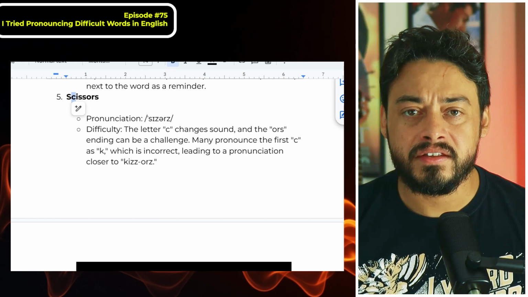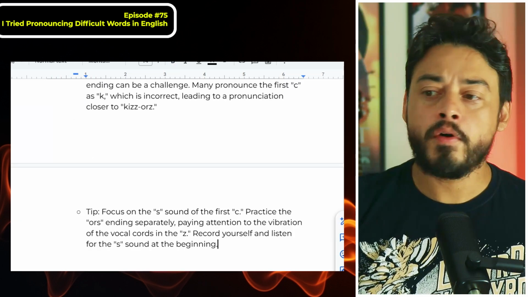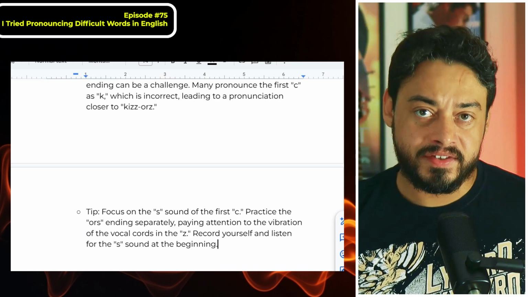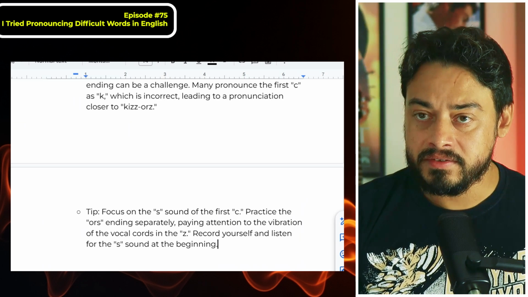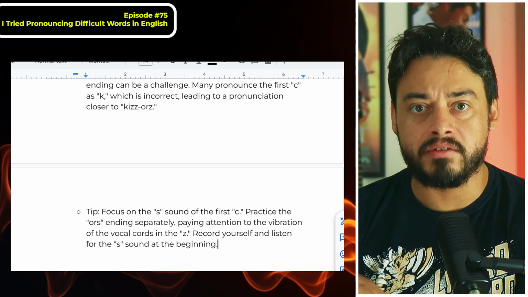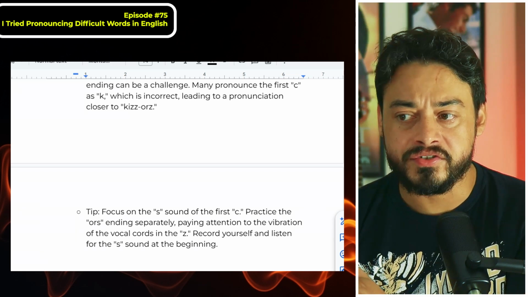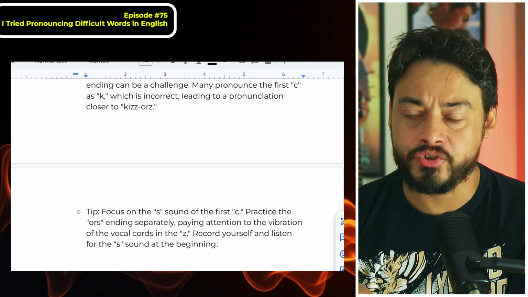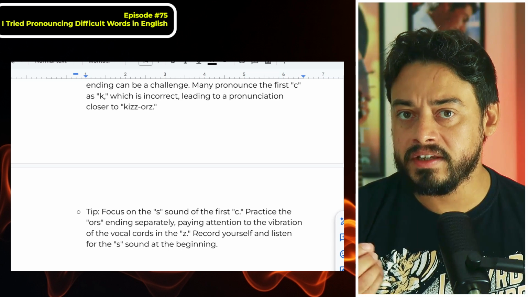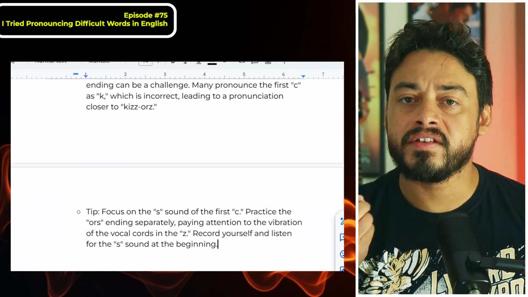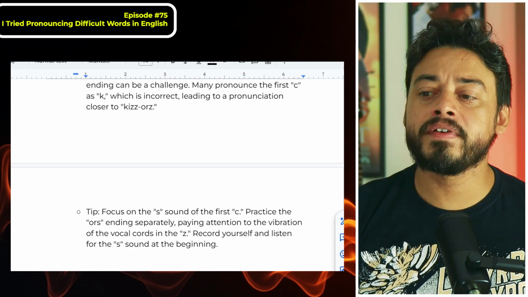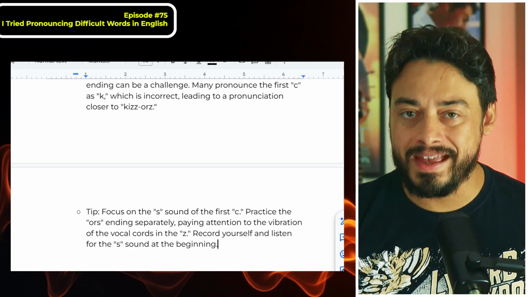It's just the S. Scissors. Focus on the S sound for the first C. Remember, it's not a K sound, it's an S sound. S, S, S. Then practice the ers ending separately, the schwa sound. Ers, scissors, scissors. Pay attention to the vibration of the vocal cords in the Z. There's a Z sound there, right? Sizz. You see, it vibrates. Z, z. Scissors, scissors. And record yourself and listen for the beginning, especially the S at the beginning.